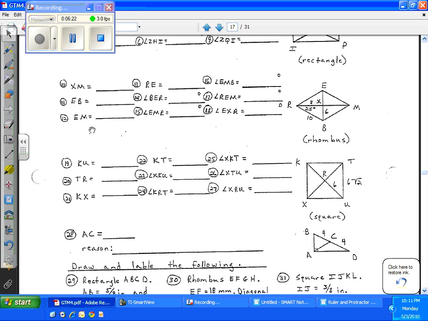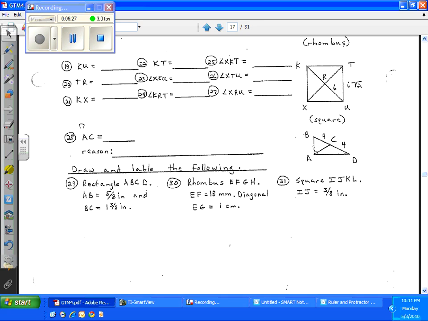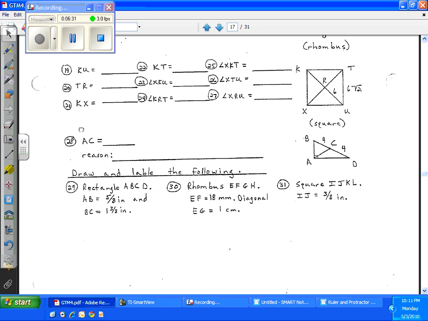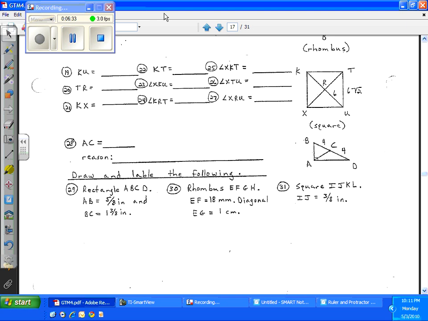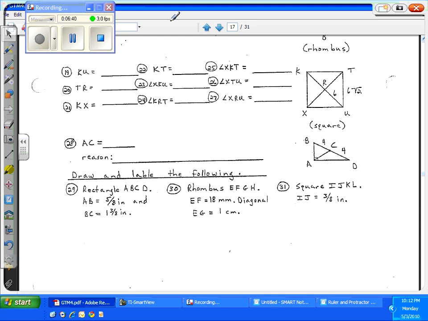We're going to let you work on the rhombus and the square. Let's look at number 28. Number 28 says, how long is AC? And this is the little theorem. What we're dealing with here is a right triangle. In a right triangle, the side across from the right angle is called the hypotenuse. The other two sides are called legs.